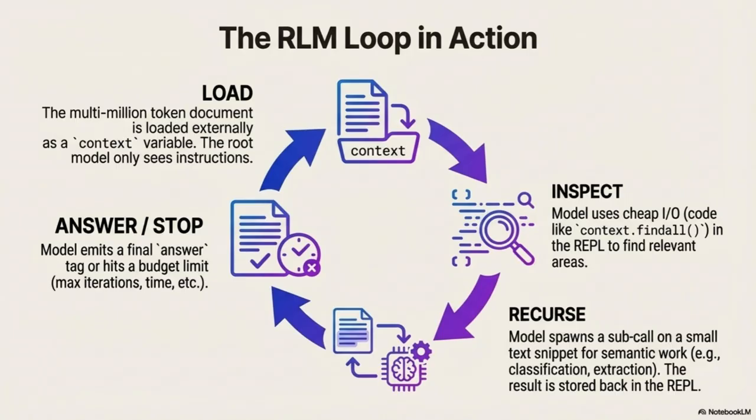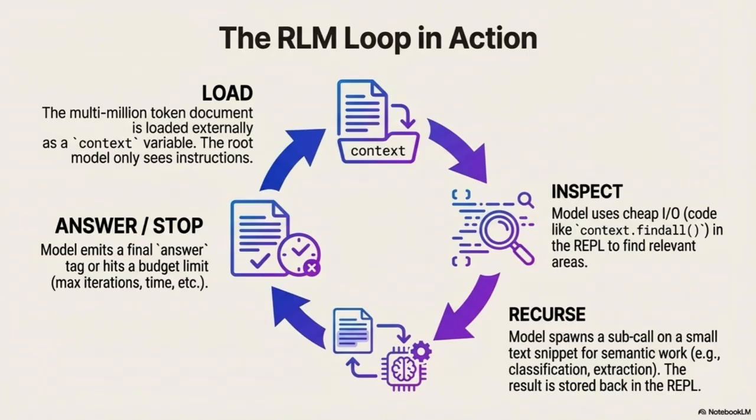Okay, so then step 2, cheap I/O first. Yeah. This is the model making its first move. Right. It generates simple code commands like document context.findall regex 2024 budget or slice 3000-3100. It runs these in the REPL. If it finds what it needs that way, great. It moves on. If not, and we get to the actual reasoning part.